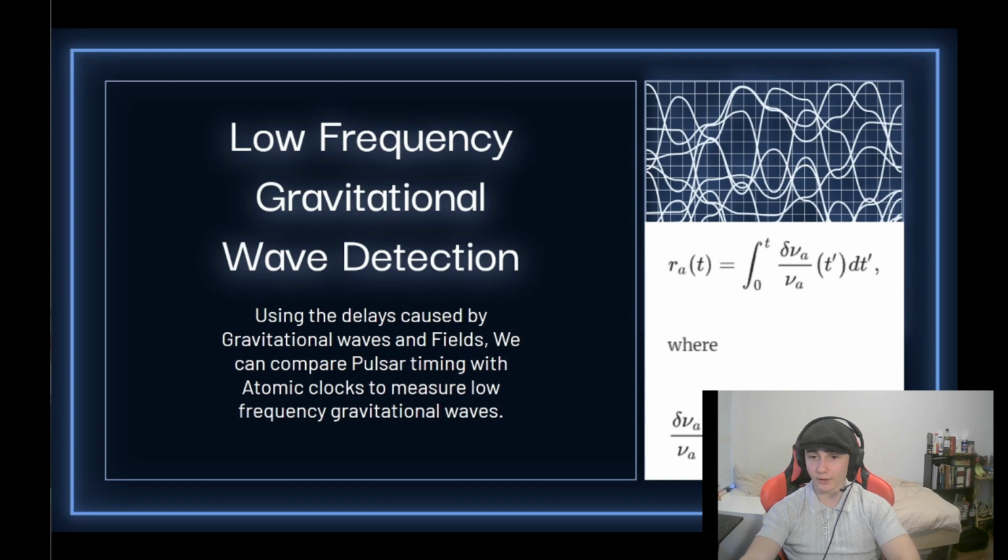These pulsar timing arrays detect low frequency waves, things that LIGO can't pick up. With AI and massive data processing, we'll likely see these systems go live soon, thanks to tools like FAST in China or MeerKAT in South Africa.